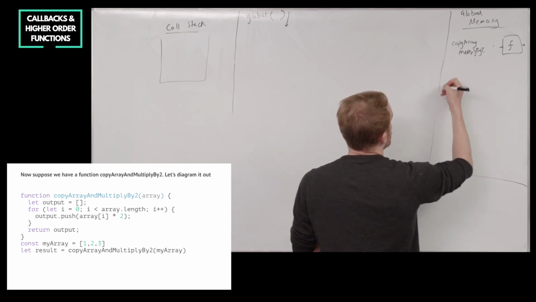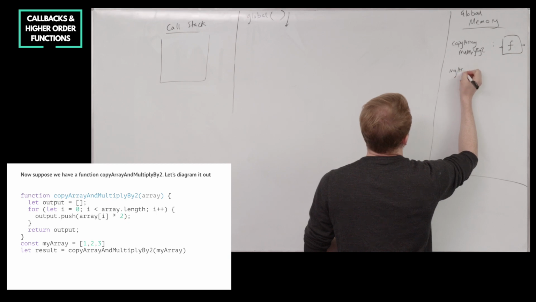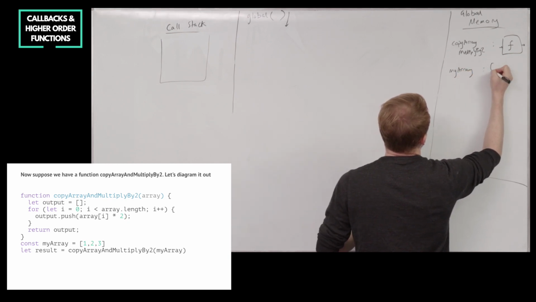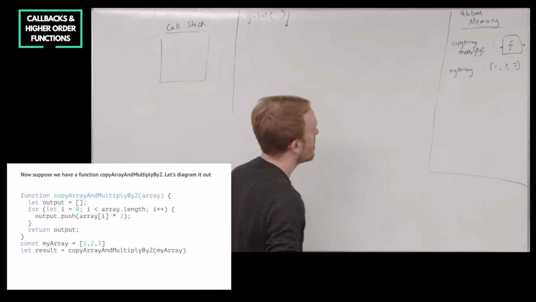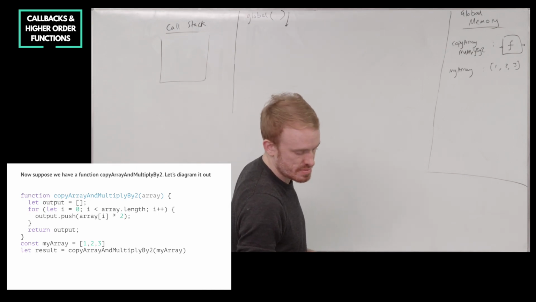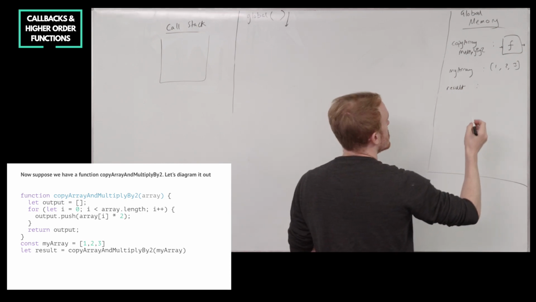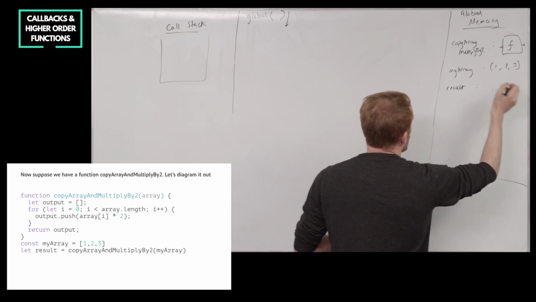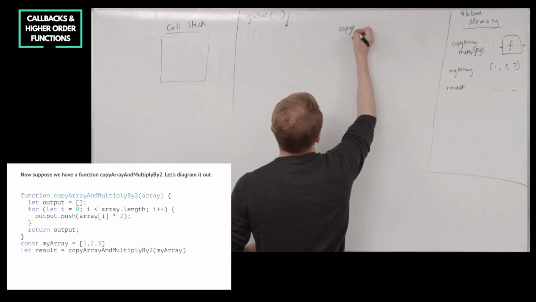All right, Z, next line of code. We're declaring a variable called myArray in the global context. Okay, myArray is stored in global memory, excellent, with the values 1, 2, 3. Next line, Philip. We declare a variable result in the global memory, and we are going to be setting it to undefined right now until we run the function. Which function? Copy array and multiply by 2.